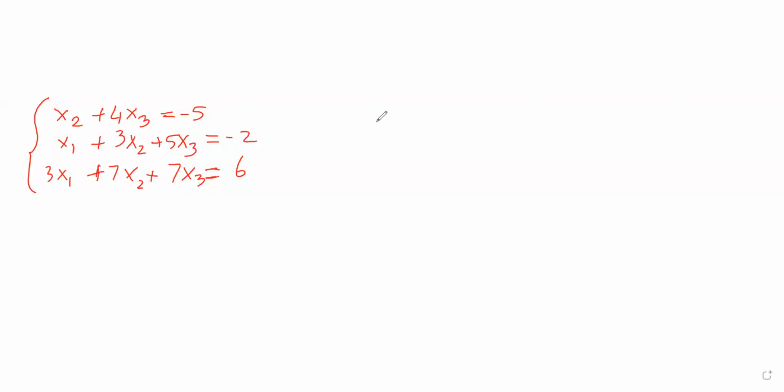So first, we'll get the coefficient matrix. We'll put x1 in the first equation: 0, 1, 3, and x2 in the second equation is 1. First equation is 1, second equation 3, and then 7. X3 is 4, 5, and 7. And then we need to put the right-hand side here.